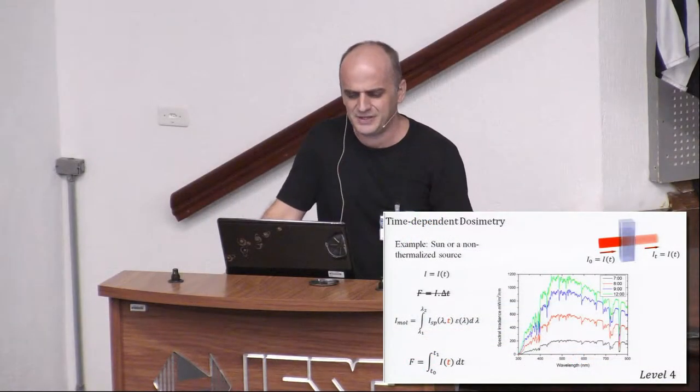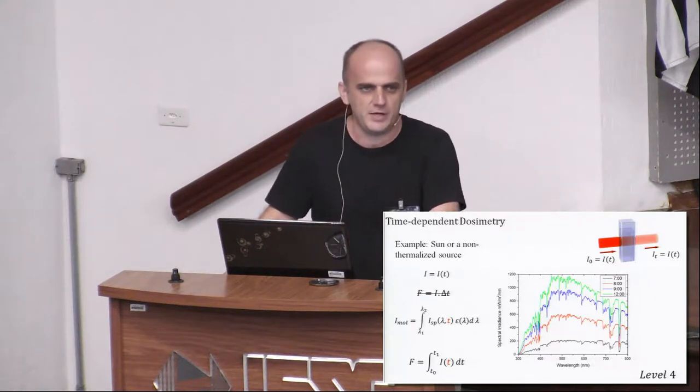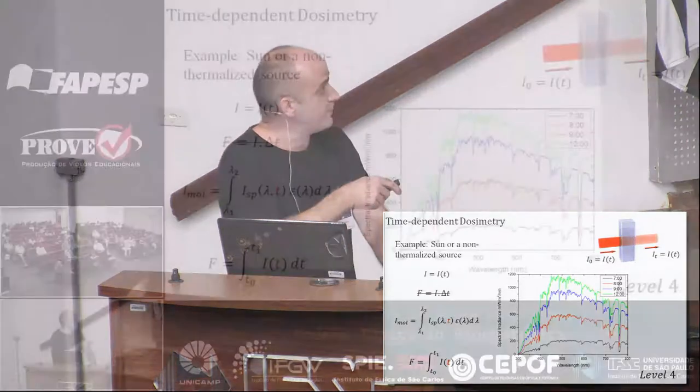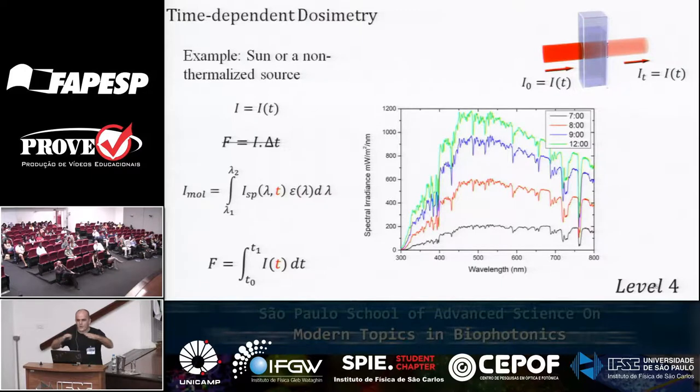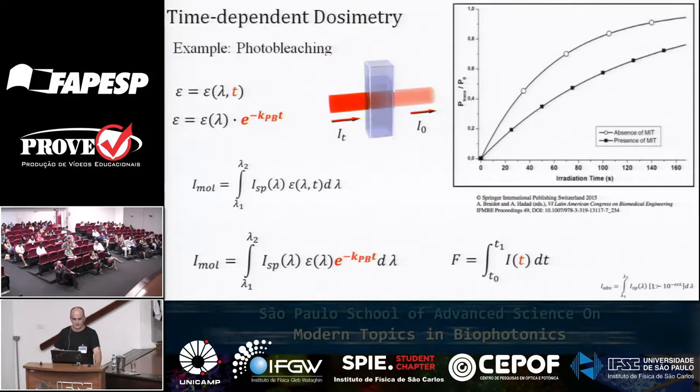So you must consider a time dependence of this irradiance. Here it is expressed that your spectral radiance is not only wavelength dependent, it's also time dependent. So the main problem is that you cannot consider anymore the irradiance times irradiation time. You must consider an integration over the time because your irradiance changes along the day. That is one example.